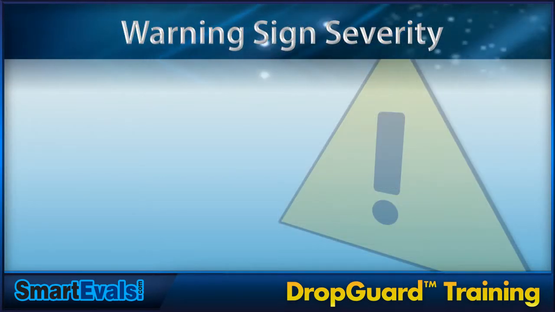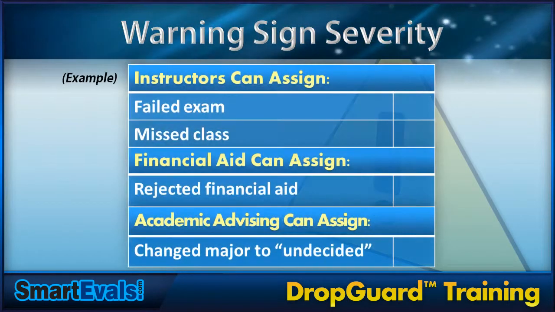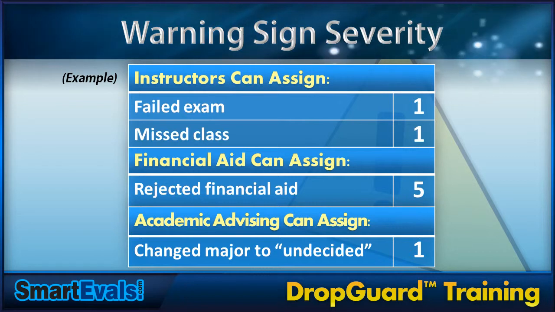Lastly, you'll need to decide the severity of these at-risk signs. We recommend for starters that everything is worth 1 point, except financial aid rejections, which should be worth 5 points, and failing an exam in a given course, which should be worth 2 points. If you are unsure of what to do, don't worry. You can adjust everything at a later time.